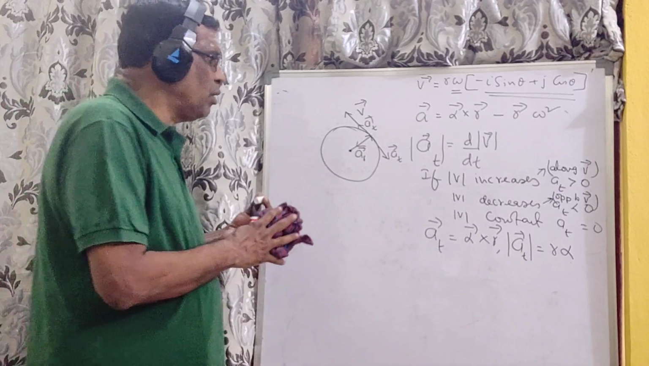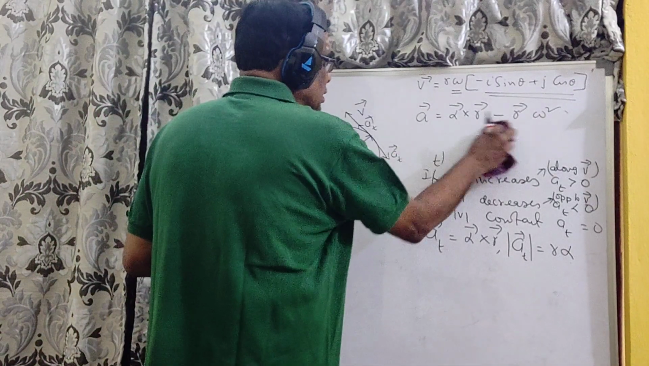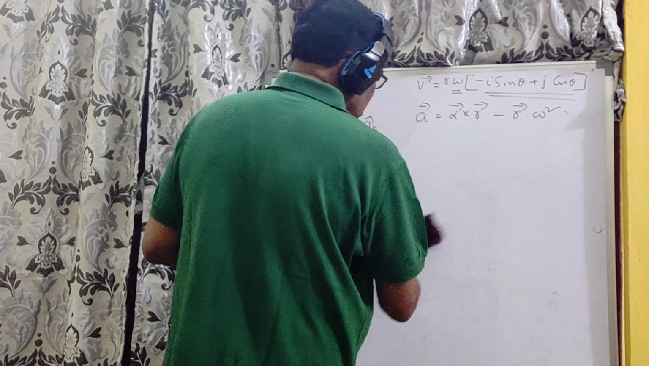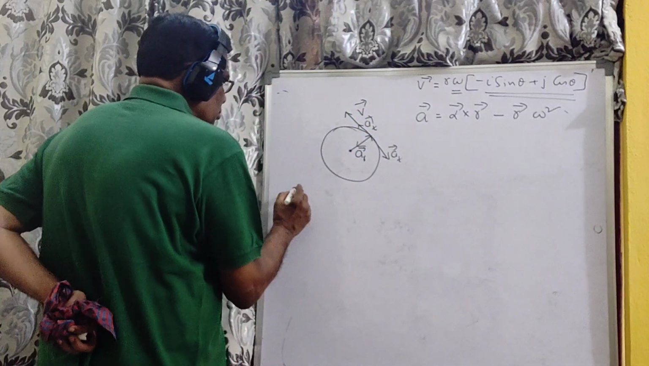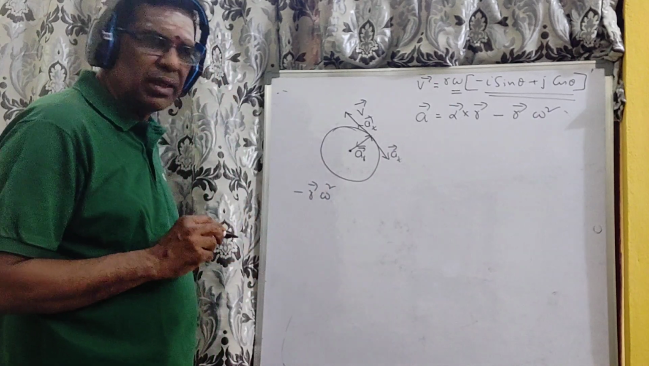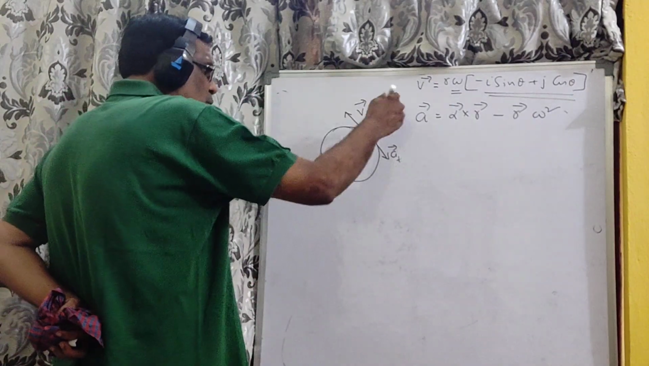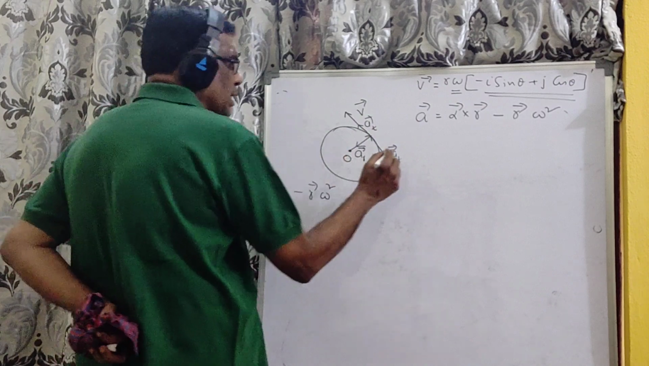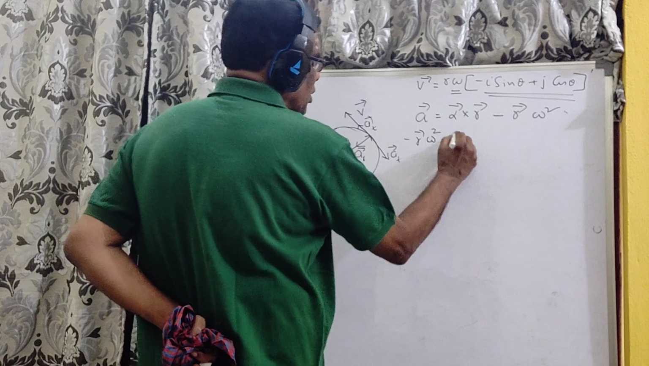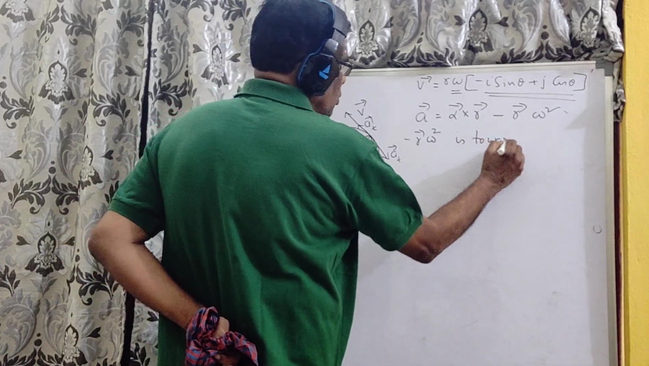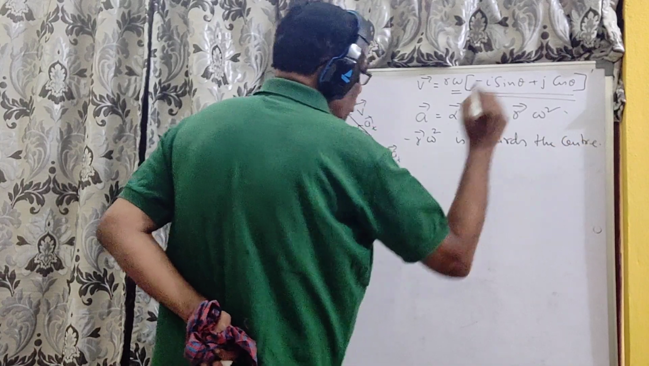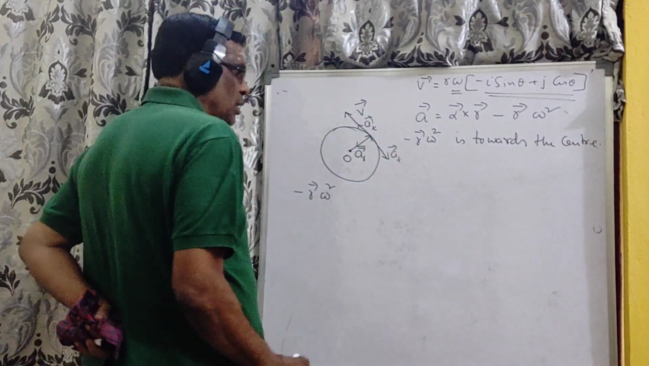Okay? Now come to the second important point. What is that? Minus r bar omega square. How is it that minus r bar is towards the center? So minus r bar omega square is towards the center. Okay?